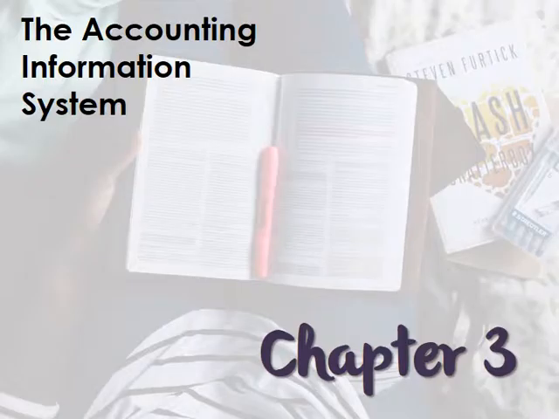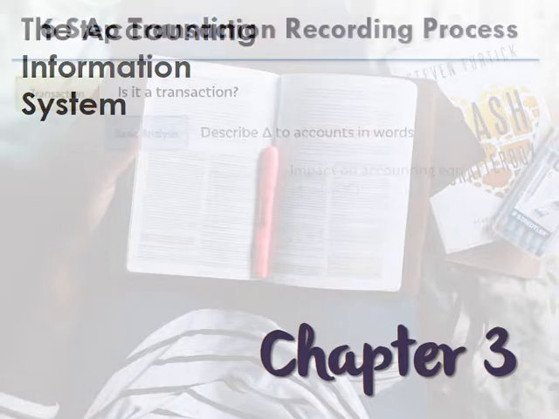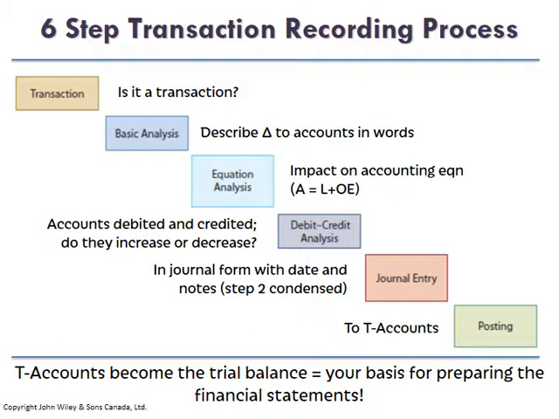This presentation is going to take a brief overview of Chapter 3 from the Kimmel text, which looks at the accounting information system. This is for financial accounting at Railroads University, and this is Lisa Ritchie speaking. Throughout this chapter and the ones that follow, we'll be progressing through this 6-step transaction recording process.